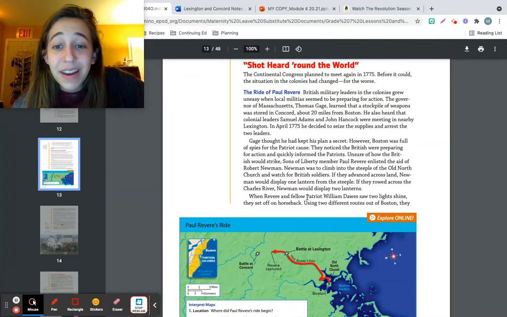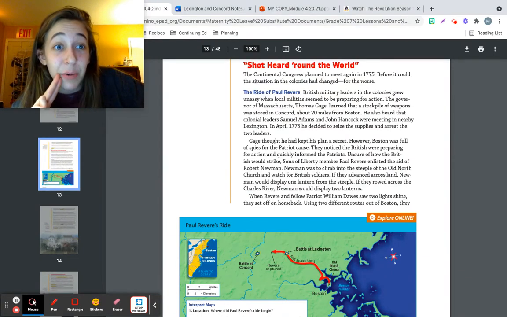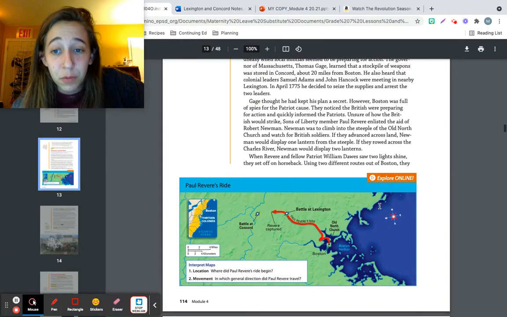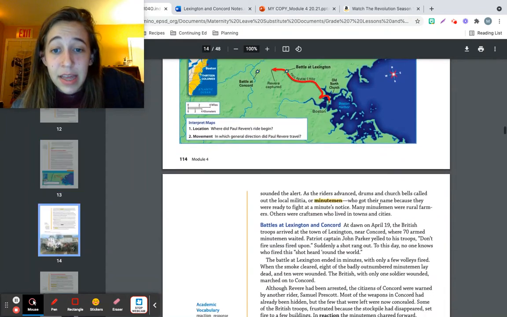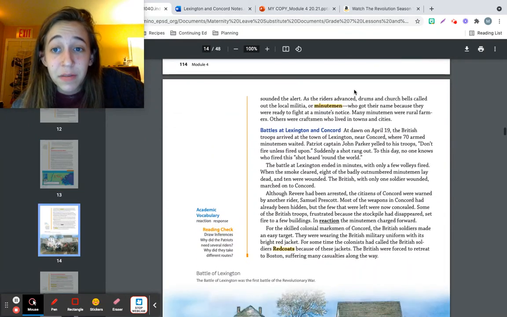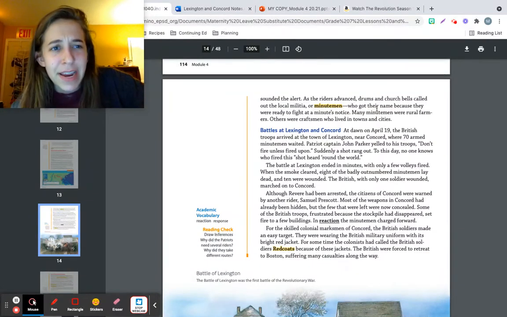So when Revere and fellow patriot William Dawes saw two lights shine, they set off on horseback. Two lights meant that they were coming by sea. So the British were coming by the harbor, or the Charles River, I should say. Using two different routes out of Boston, they sounded the alert. As the riders advanced, drums and church bells called out the local militia, or Minutemen, who got their name because they were ready to fight at a minute's notice. You guys have talked about that before, so you knew what that meant.